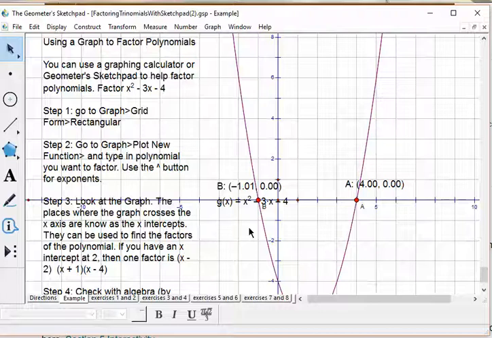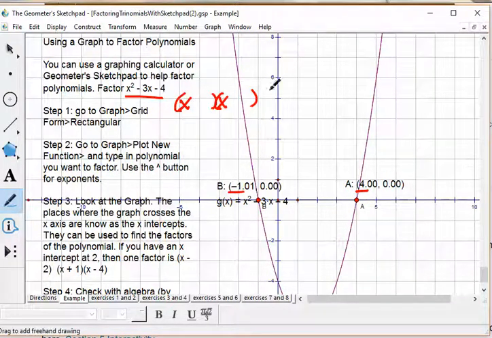Now, what does that mean? That means that we have a big giant hint on how we can factor x squared minus 3x minus 4. So what you do is you write your two sets of parentheses, and you put your x in the first part of each, and then the opposite of the 4 and the negative 1 is what goes in the parentheses.